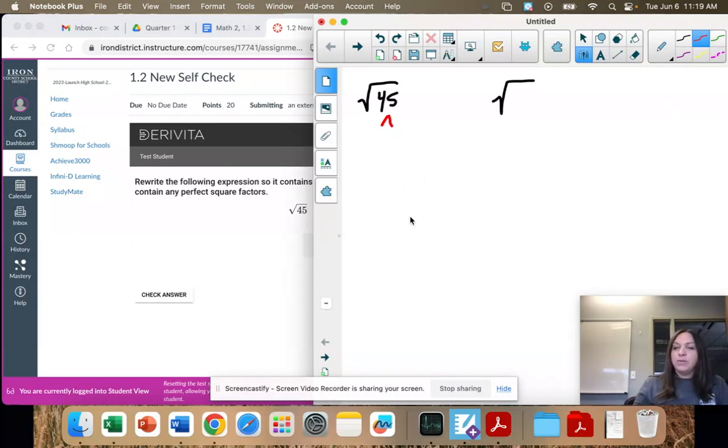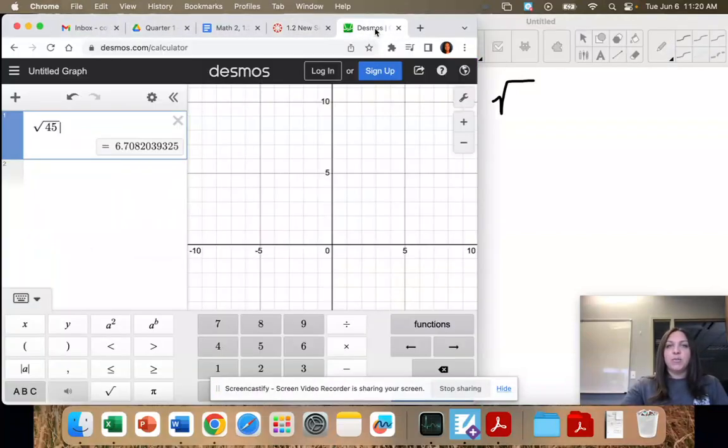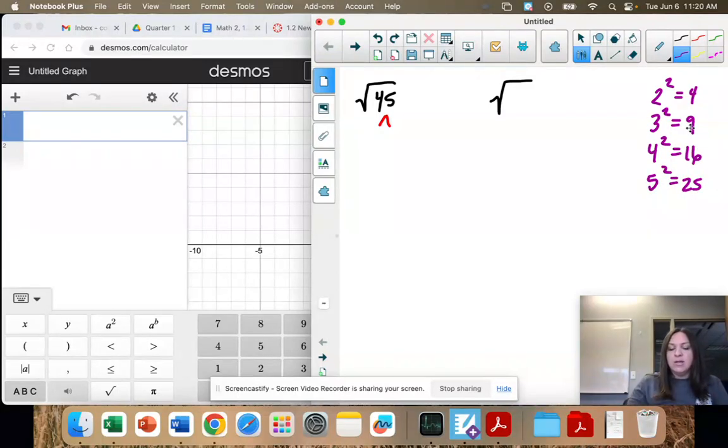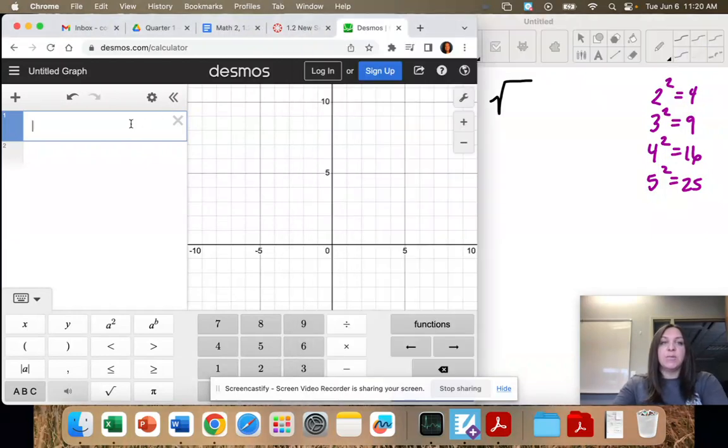So what we do is we start factoring, okay? So 45, and we're looking for perfect squares. That's why I said earlier it might be good to have these memorized. So I'm going to start with 2. 2 squared is 4. 3 squared is 9. 4 squared is 16. 5 squared is 25. And those keep going. I'm going to start dividing by those perfect squares.